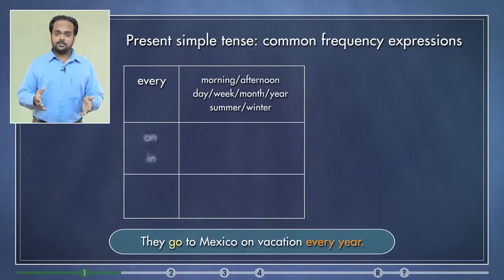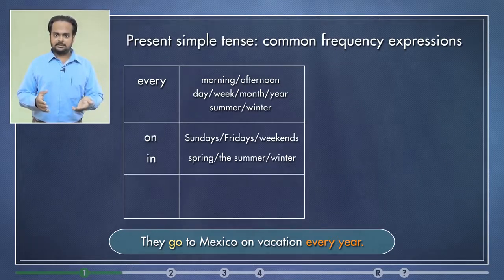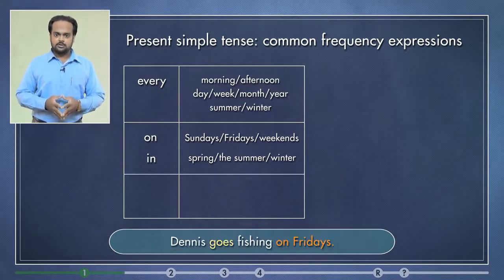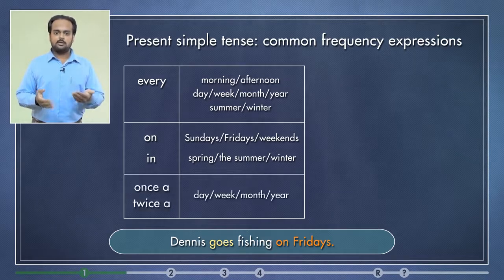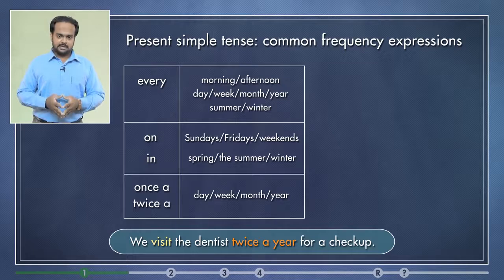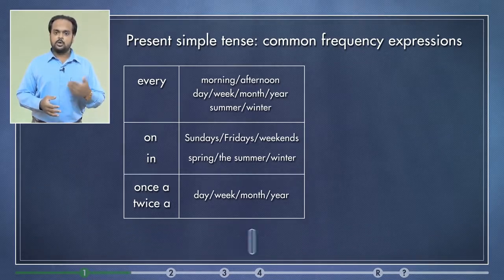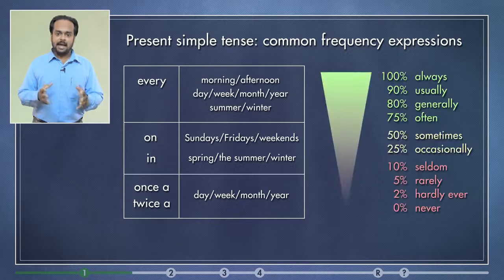You can also use prepositions like on or in, as in Mike visits his parents on weekends, or Dennis goes fishing on Fridays. And then there are expressions like once a week, 3 times a year, etc. For example, we visit the dentist twice a year for a checkup. Apart from these expressions, we also use what are called frequency adverbs. If you remember, one of our examples was Emma usually has dinner at 8:30. The word usually is a frequency adverb.